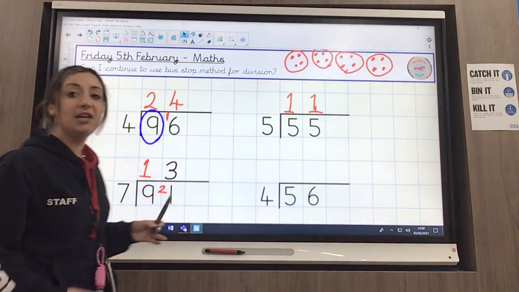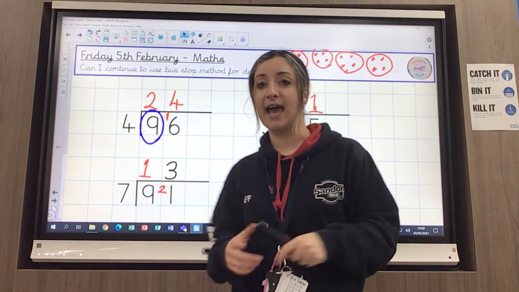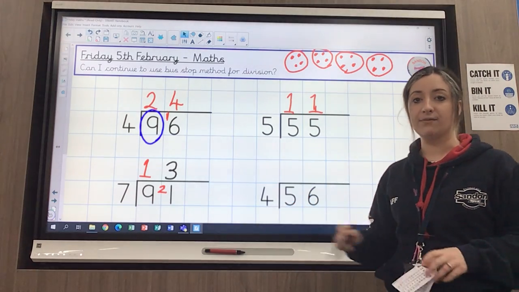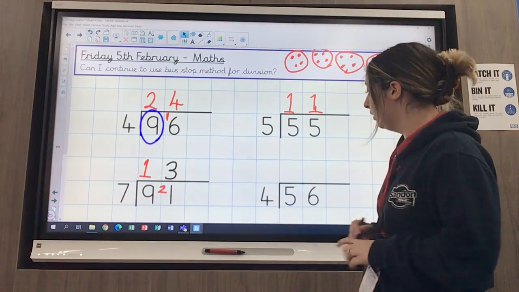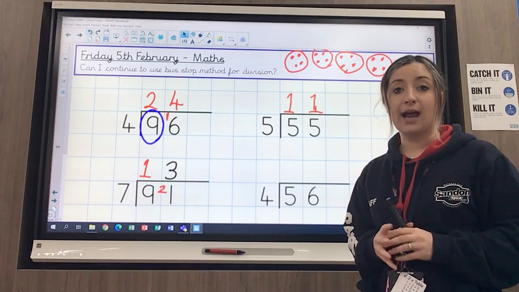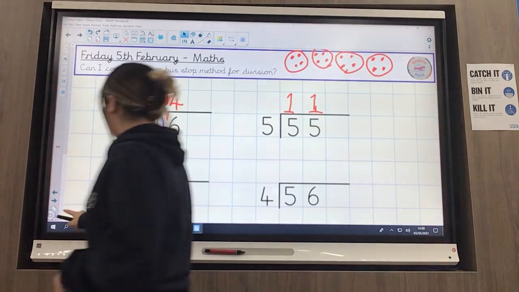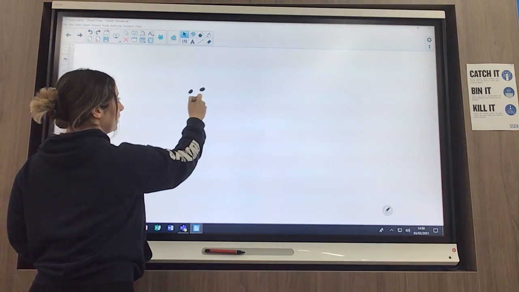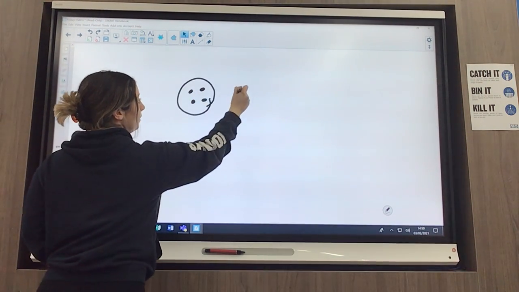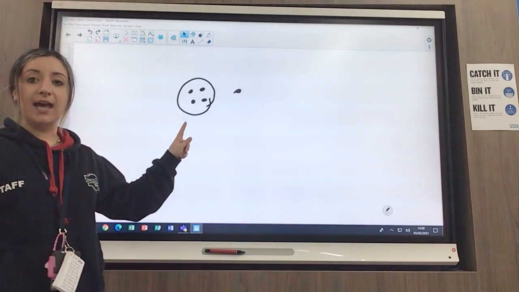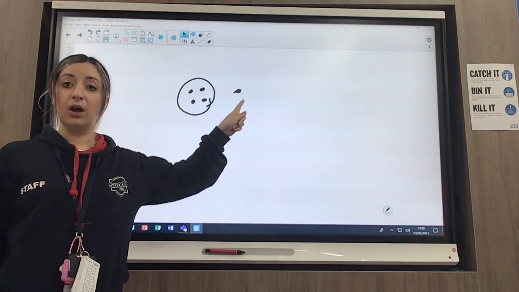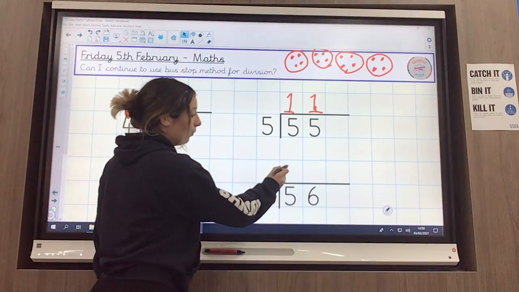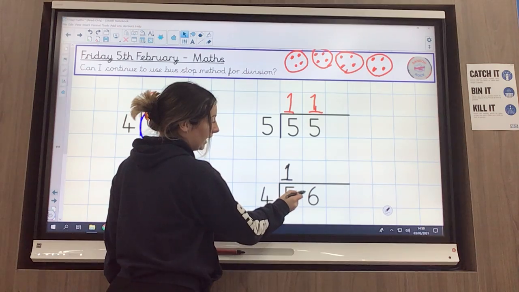Okay, so this is our final one that we're going to do as a group today. I've got 56 divided by 4, haven't I? How many equal groups of 4 can I make with the number 5? So let's have a look. 1, 2, 3, 4. There's one group, 5. So how many groups have I got? I've got 1 equal group and 1 left over.